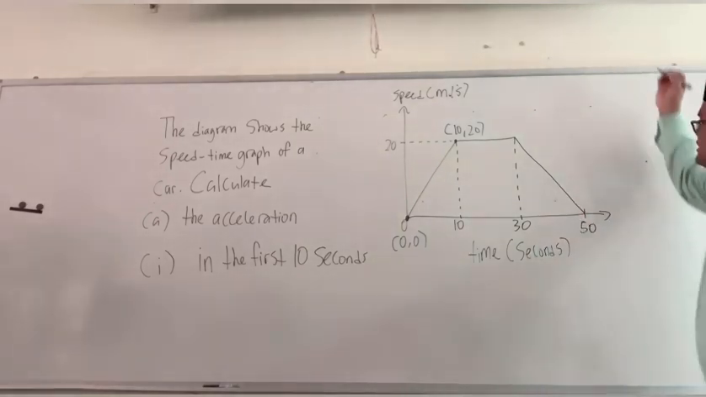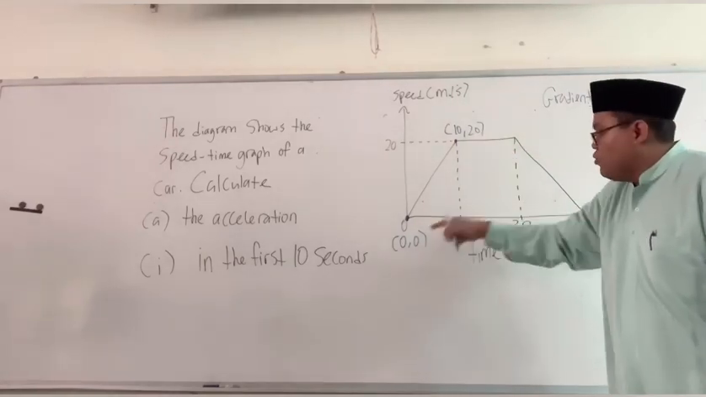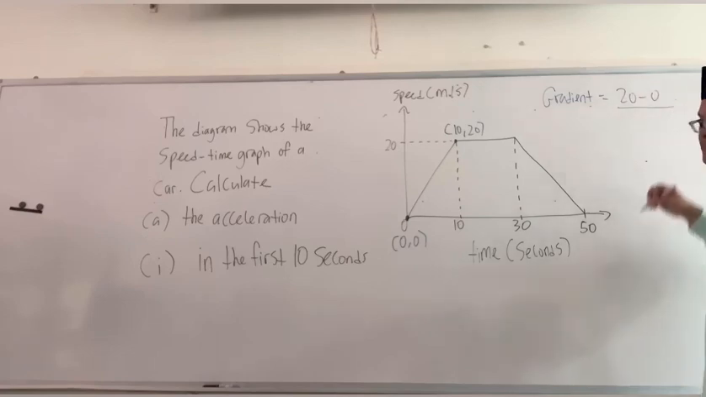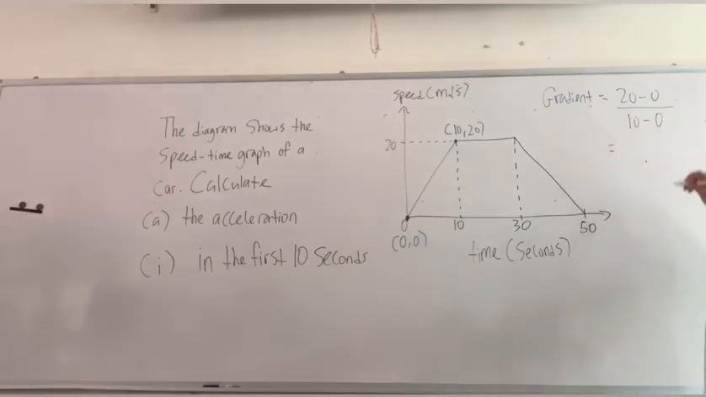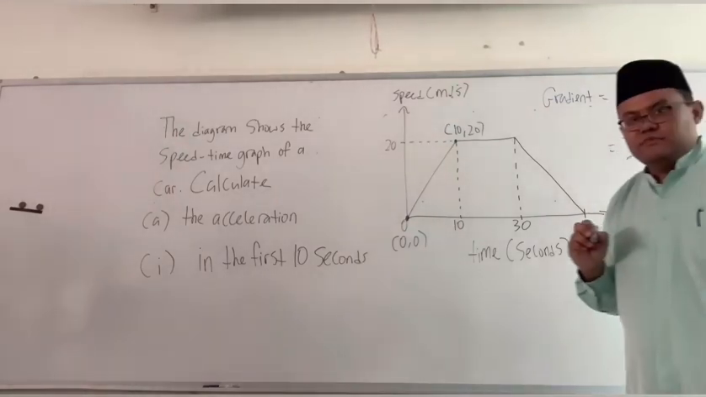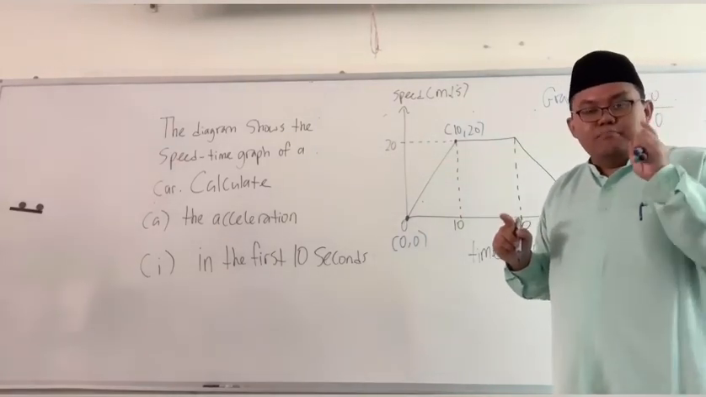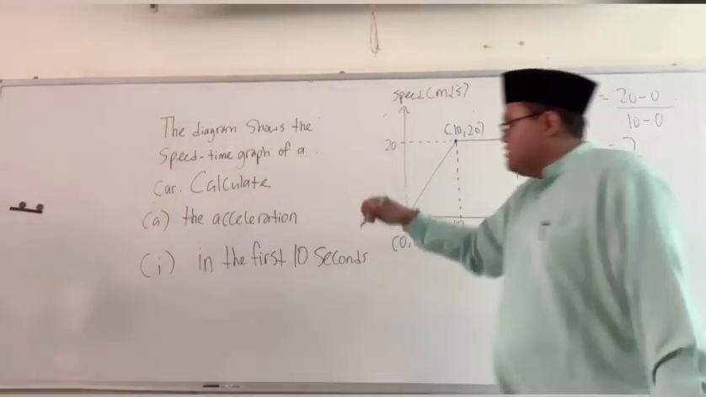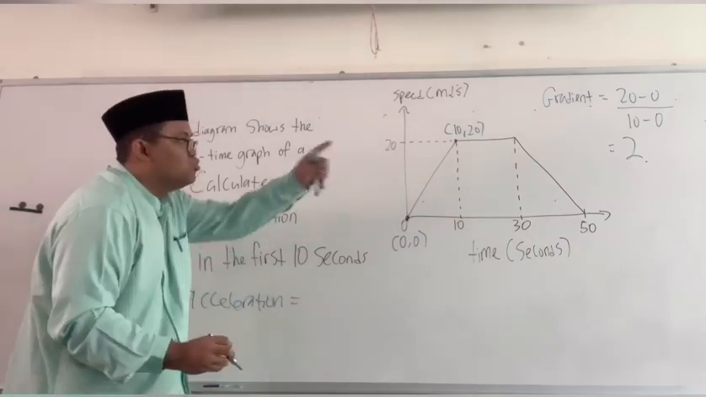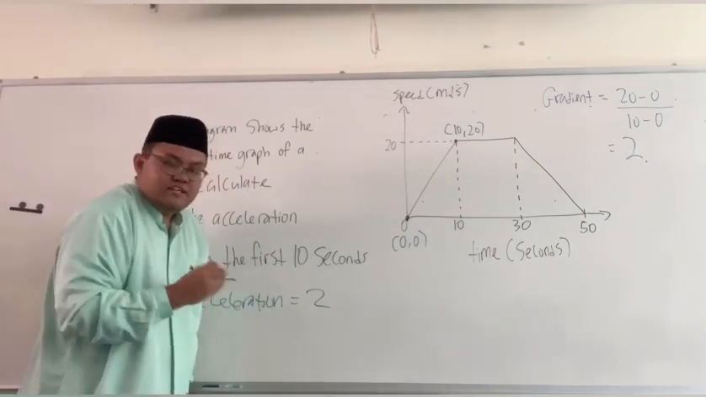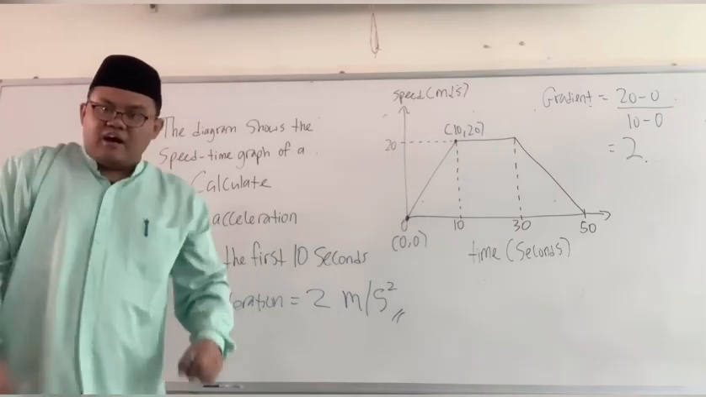So now, what is the formula for gradient? y2 minus y1 over x2 minus x1. So you get 2. Now, gradient represents acceleration. So, an acceleration, we must put unit. Therefore, the acceleration is 2, and the unit for acceleration is meter per second square. That is how you do it.